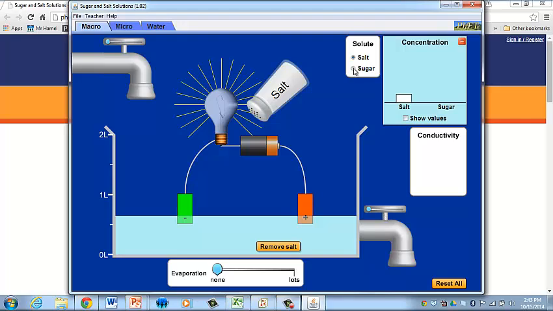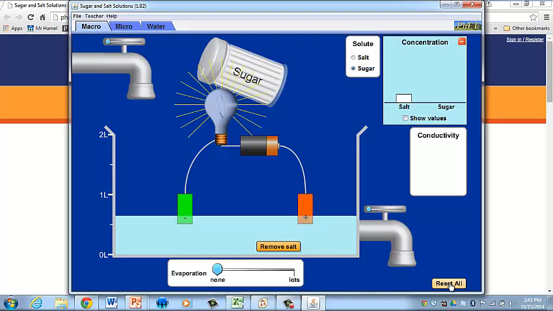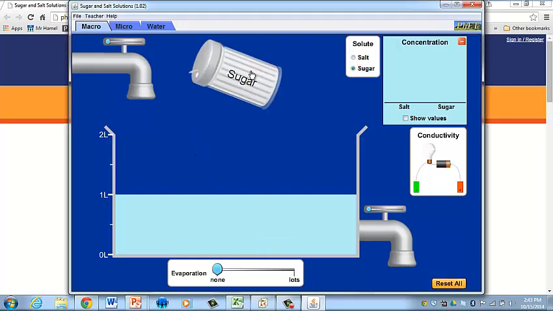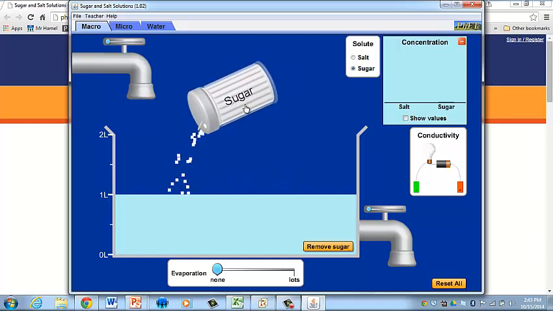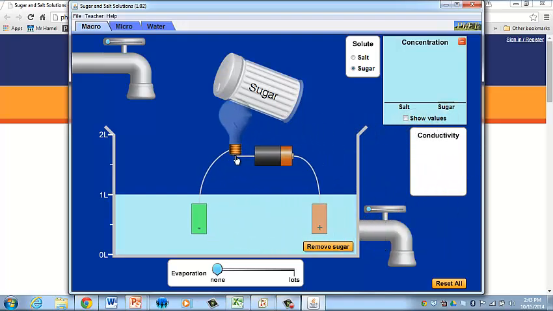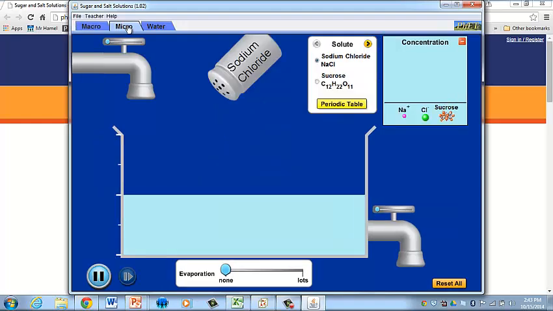What happens if instead I put in sugar? So dump some sugar in. What's going to happen to the light bulb when I put it in? Nothing. All right, so let's look at what's happening on the micro scale.